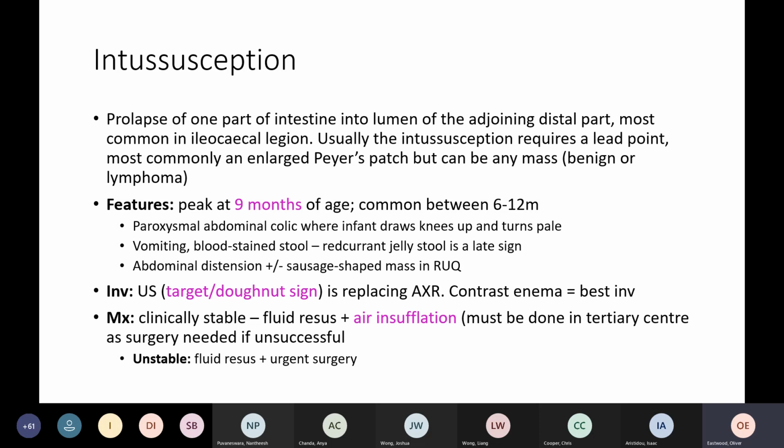So it's a classic case of initial versus best investigation, with the ultrasound being what you'd first do, but if it says the best investigation, the contrast enema. And what they'll do is try air insufflation, so basically putting a tube up and trying to blow air to untelescope the bowel. But you usually need to do this almost in theatre, in a tertiary paediatric centre, because they will need open surgery if that doesn't work.